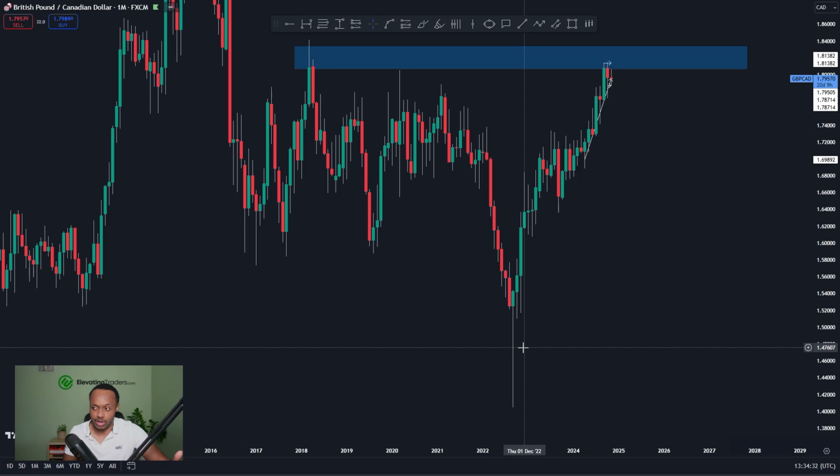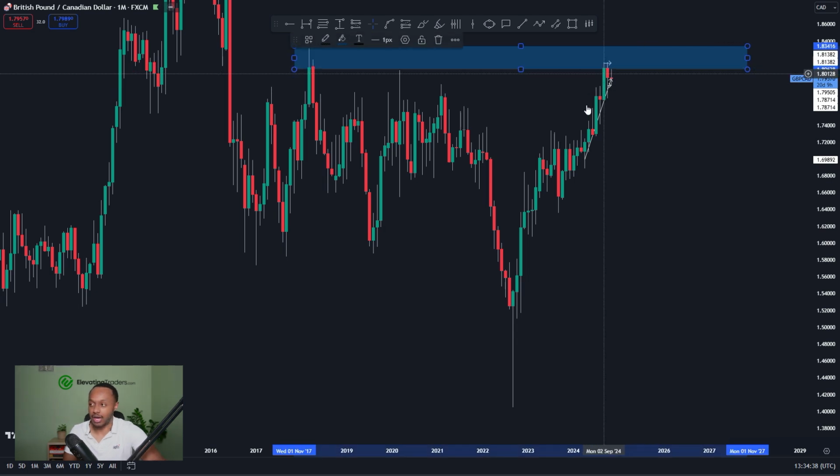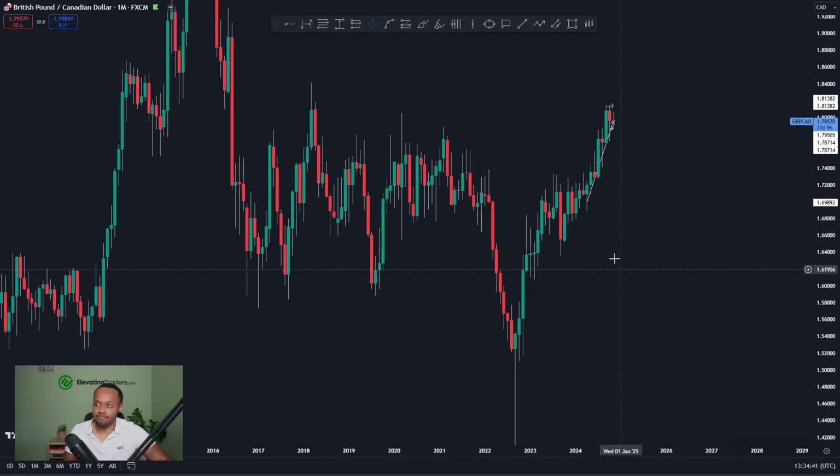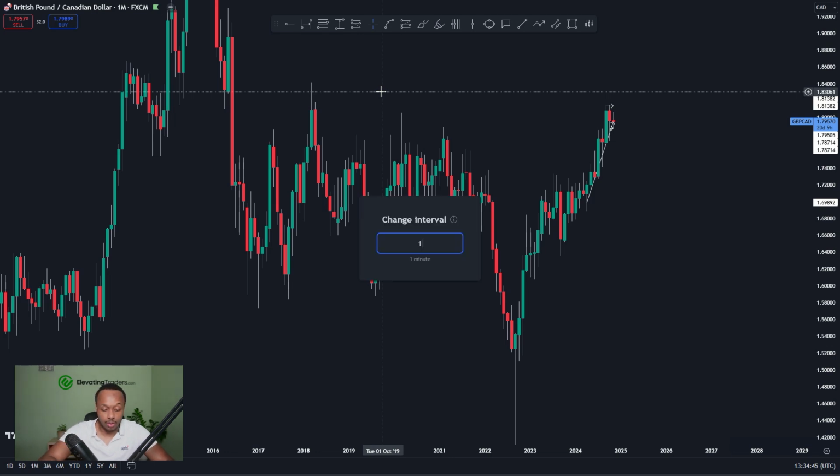The market's pretty stretched as well. We've been trending to the upside since September 2022, so it's been a while since we've moved to the upside without a major move down, and now we're coming back into such a big level. This is where I do think we can go through a bit of a reaction.